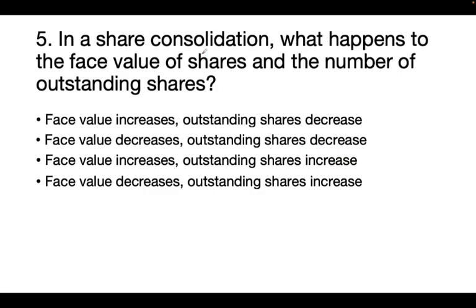Next question. In a share consolidation, what happens to the face value of shares and the number of outstanding shares? Options are face value increases, outstanding shares decrease. Face value decreases, outstanding shares decrease. Face value increases, outstanding shares increase. Face value decreases, outstanding shares increase. So the correct answer is face value increases and outstanding shares decrease.